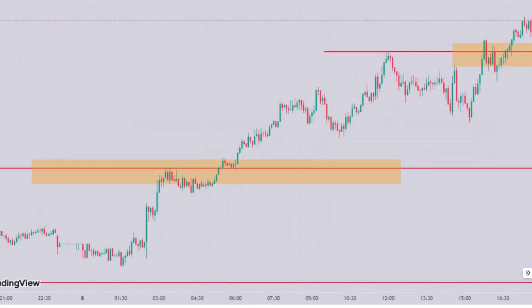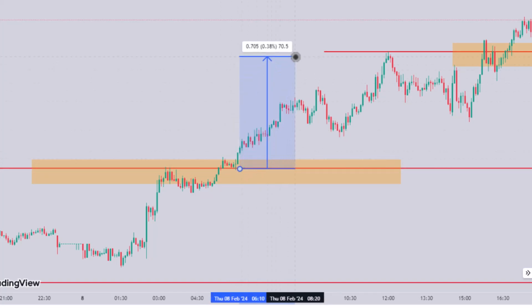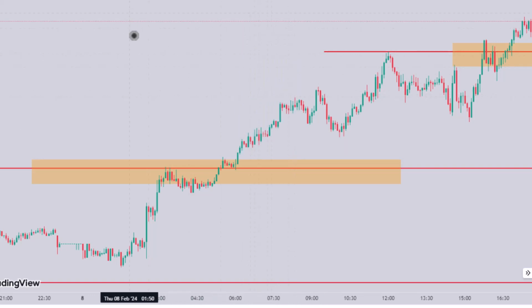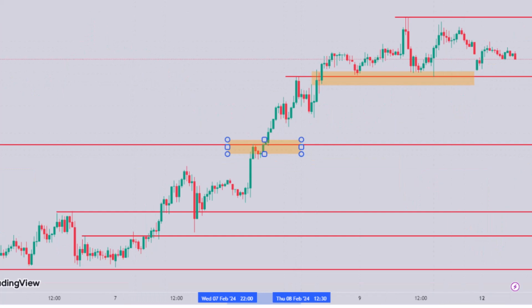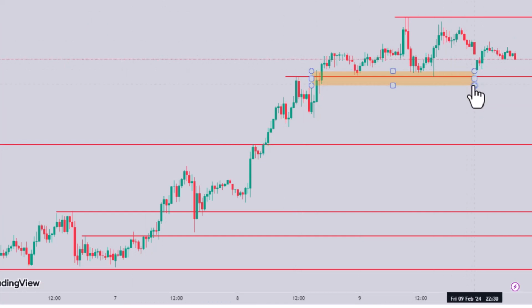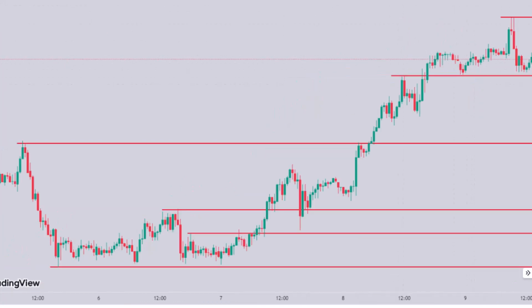What's the pip range? Let's measure the pip range. As price came back for the retest, assuming that you take a buy position from that level, this is like 70 pips to the upside. A very good sweet ride. Let's go back and look for another level. Let's delete this one. Also delete this one. Let's take a look at this level which was created.